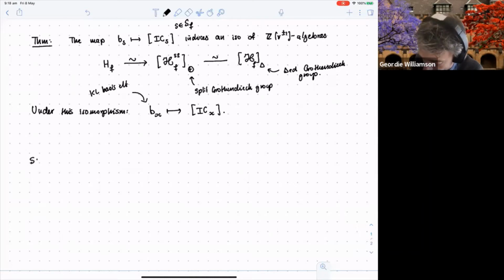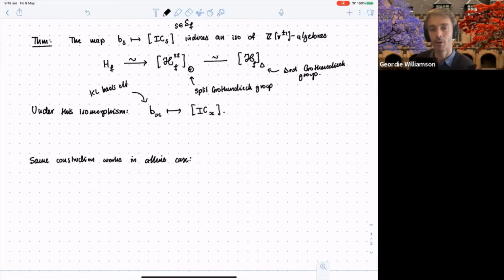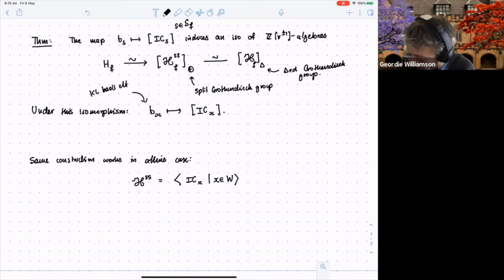The same construction in the affine case. Okay, all we're using is the Kac-Moody setting. So the same thing would work in any Kac-Moody setting. So we define H semi-simple to be the triangulated category generated by all the IC complexes on the affine flag variety. This is an additive category of semi-simple complexes inside the D^b of the flag variety with K coefficients.